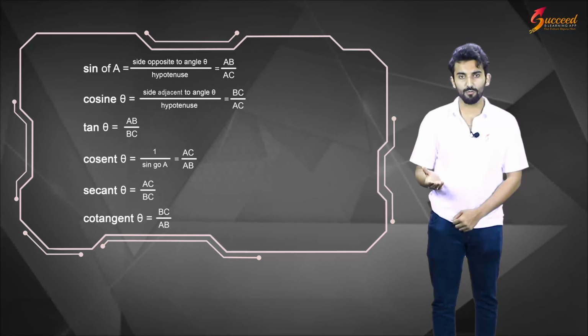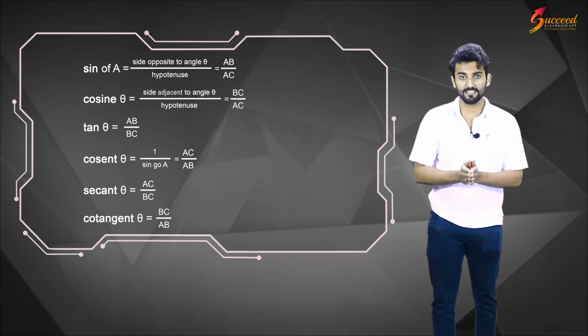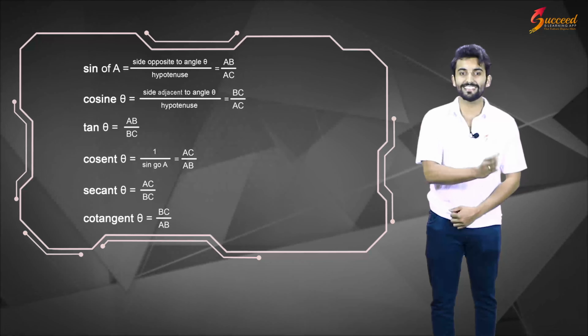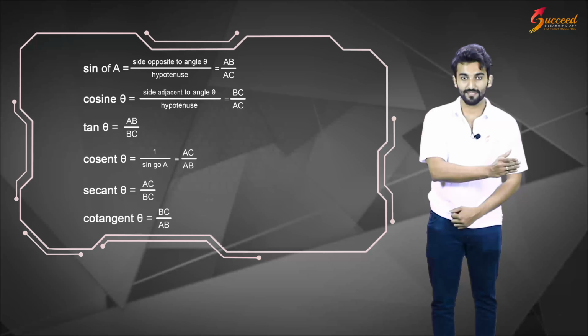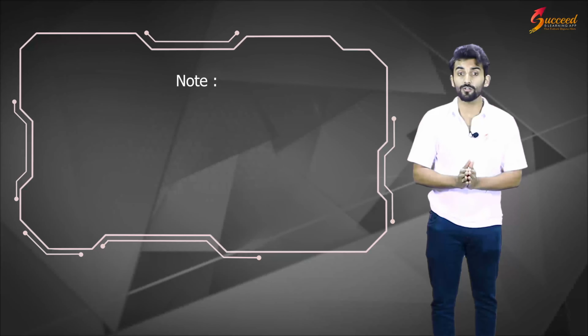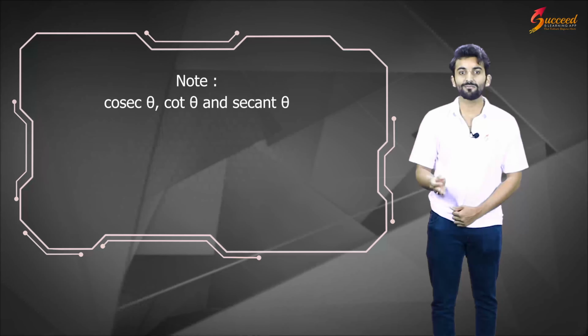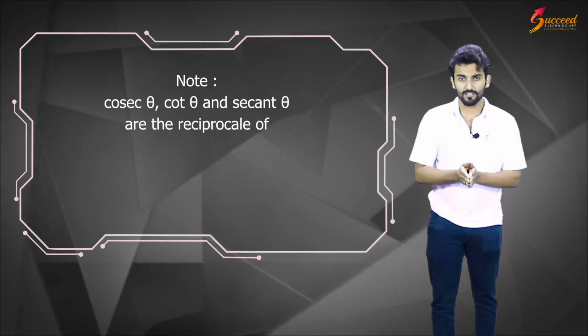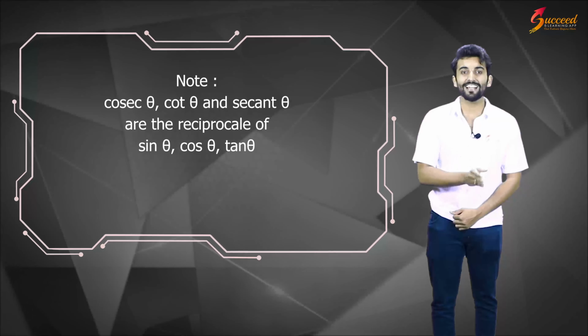The ratios defined above can be abbreviated as sin theta, cos theta, tan theta, cosecant theta, secant theta, and cot theta respectively. Note that cosecant theta, secant theta, and cot theta are the reciprocals of sin theta, cos theta, and tan theta.